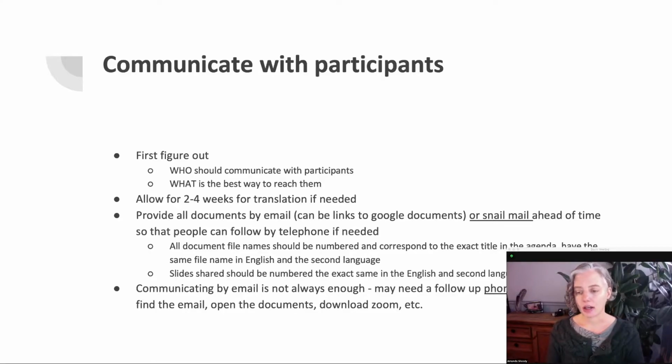If you're sharing documents, these file names should be numbered in the file name itself. So, document 1 for agenda item number 1 or whatever it is. And you can even change the name of the file to be exactly the same as the title in the agenda. This just helps people to orient if they're not going to have a shared screen with all the information up in front of them. If they're just on the phone, at least they can follow through with your meeting with the documents you've sent ahead of time by email or through the mail.